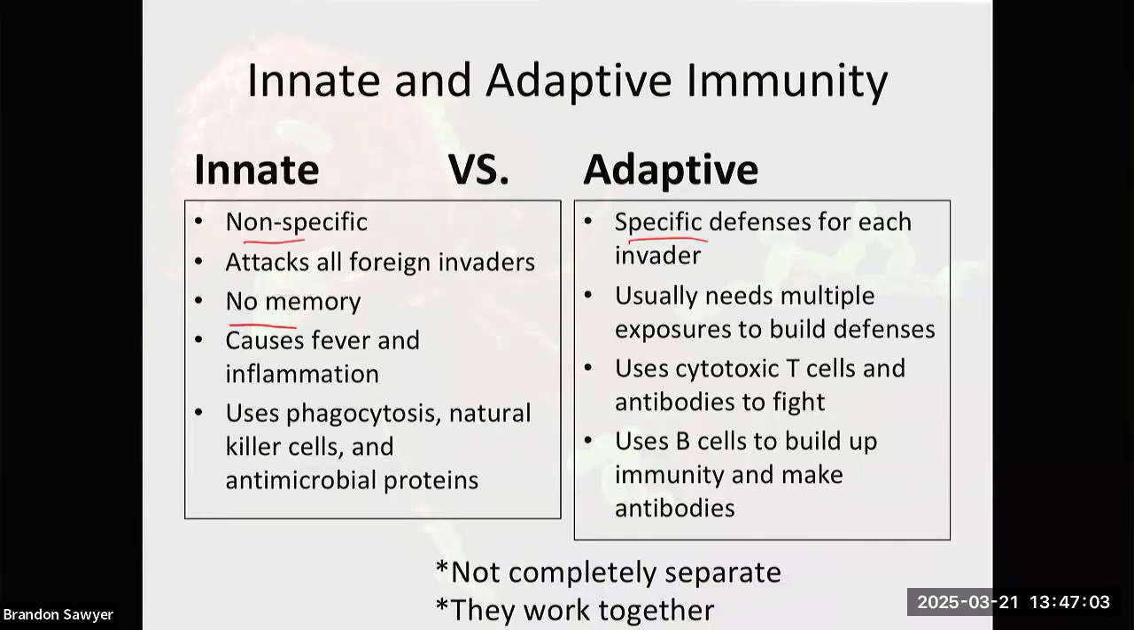But on the adaptive side, the first time that thing comes in, we don't get much of a response, but the second time we get a very strong response, and most of the time we're not even affected by it the second time it comes in, because we have the memory cells as a part of that. So that's multiple exposures. The two main weapons on the adaptive side are cytotoxic T cells and B cells that make antibodies for us. So those are the two parts: the antibodies made by B cells and cytotoxic T cells, cells that are going to go chasing after specific things. And we've already talked about these things. It's not like they're completely separate. There's definitely some overlap, and you'll see some of that as we go.